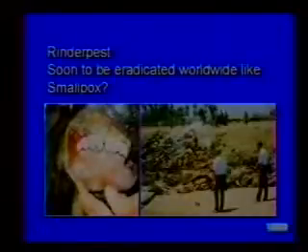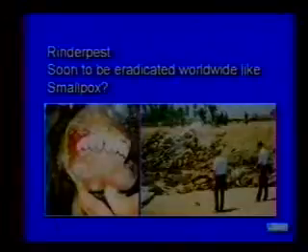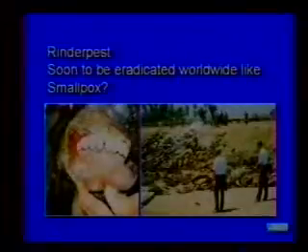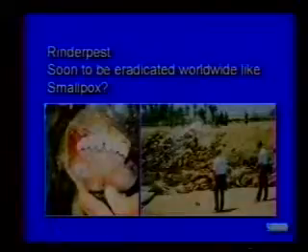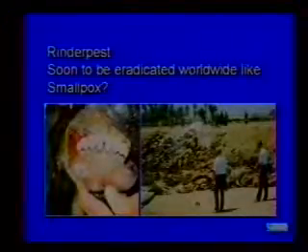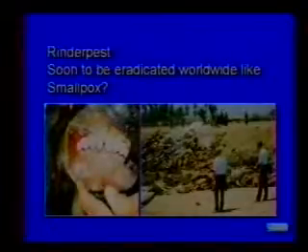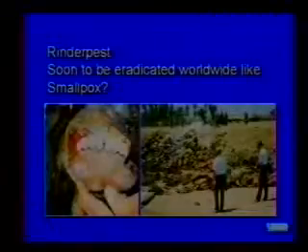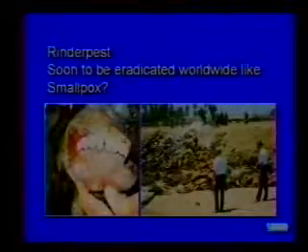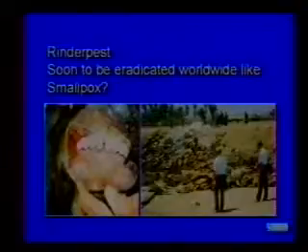But at that time, it was hoped that rinderpest might even have been eradicated before smallpox, but that was not to be because an epidemic occurred in West Africa because of poor vaccination coverage and subsequently spread widely. But we have now got to the point where we can look towards the eradication of rinderpest by the year 2010, and I'll mention that a little later.